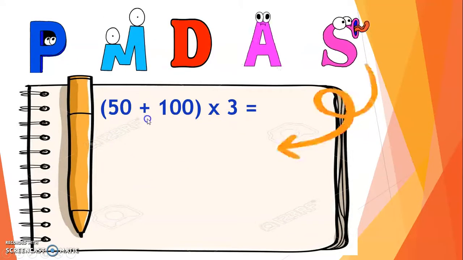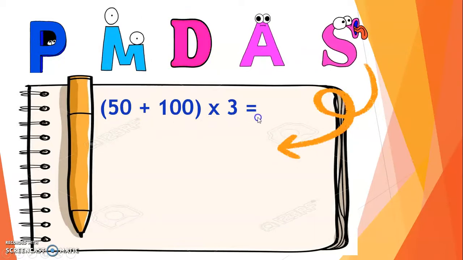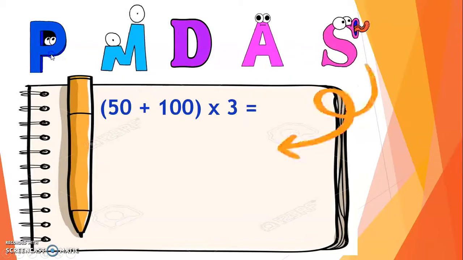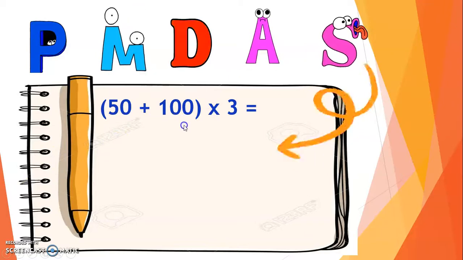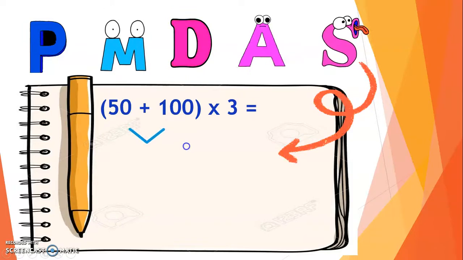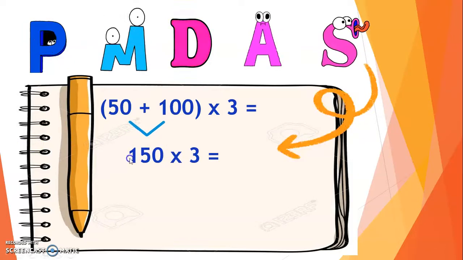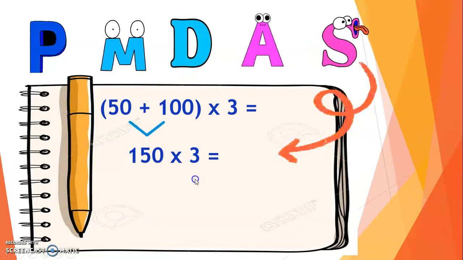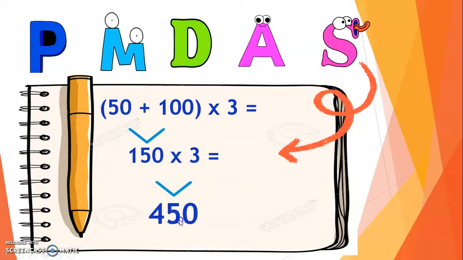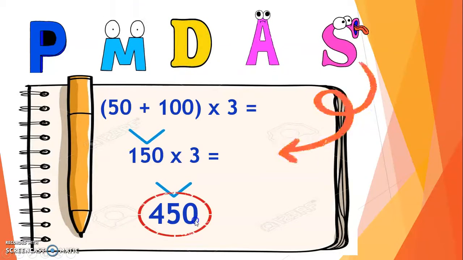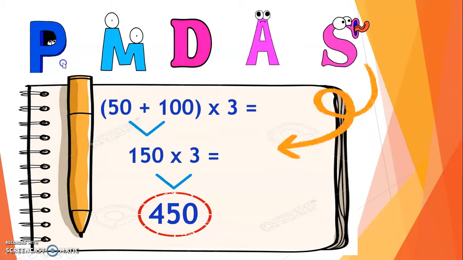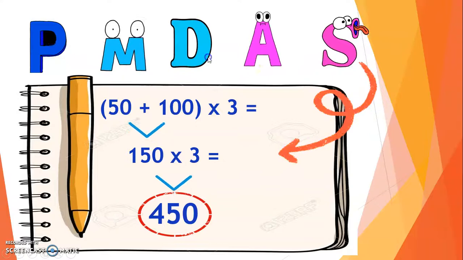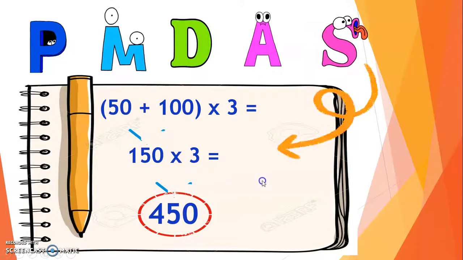Again, 50 plus 100 times 3 equals, so kids, P stands for parentheses, which means we have to solve what is inside the parentheses. So we have 50 plus 100 is equals to 150. Very good. So 150 times 3, 450. Therefore, the answer is 450. Do you understand? Again, next week we will have our exam, and this is our topic. Next.